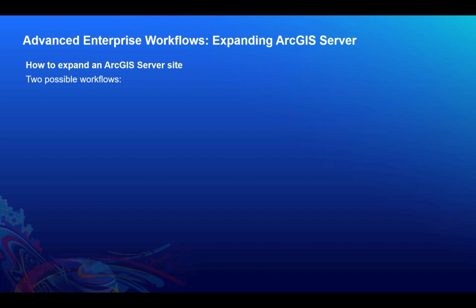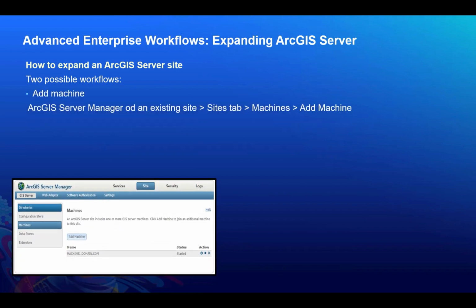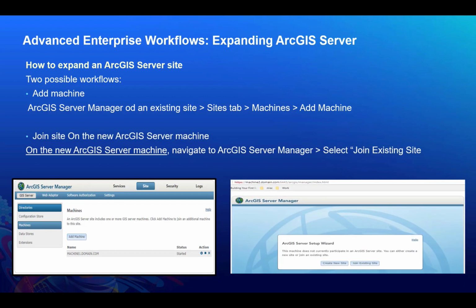There are two ways to do that. You can add the machine on your ArcGIS Server Manager of the existing site and perform an add machine operation using the machine name and URL that you want to add. And next is the join site. You can use the ArcGIS Server Manager of the machine you want to join to the site and use the join site operation to join the machine to the existing ArcGIS Server site. And you can of course automate this process using your ArcGIS Server Administrator Directory endpoint as well.